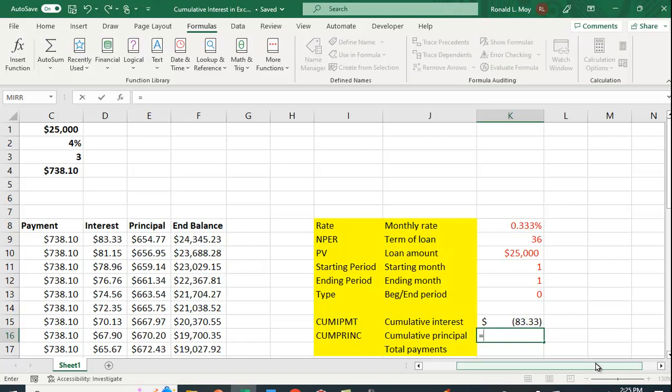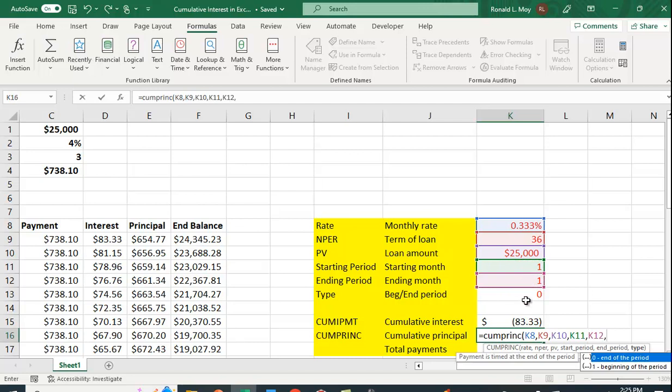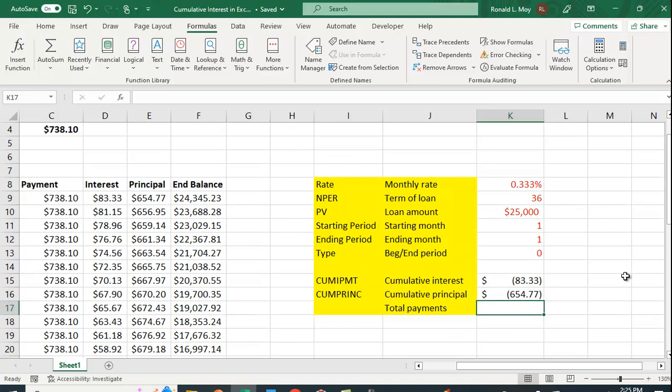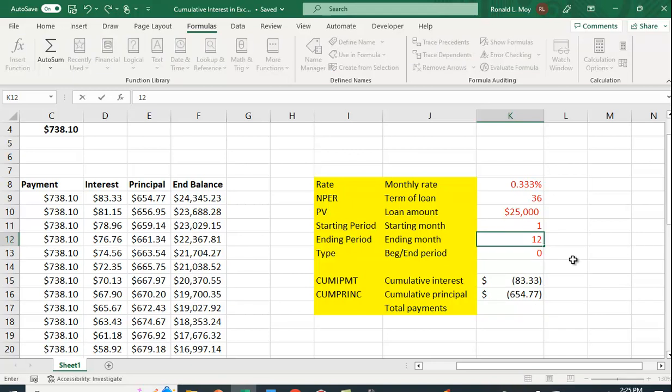Let's calculate the cumulative amount of principal. Okay, same thing. So we put all these functions in. And we see you paid $654.77. Okay, so that's not very interesting, but let's see how much we paid in the first year. So let's go from month 1 to month 12. Because we've put these in formulas and we've referenced these cells, we don't have to retype that. We can just change the number there.